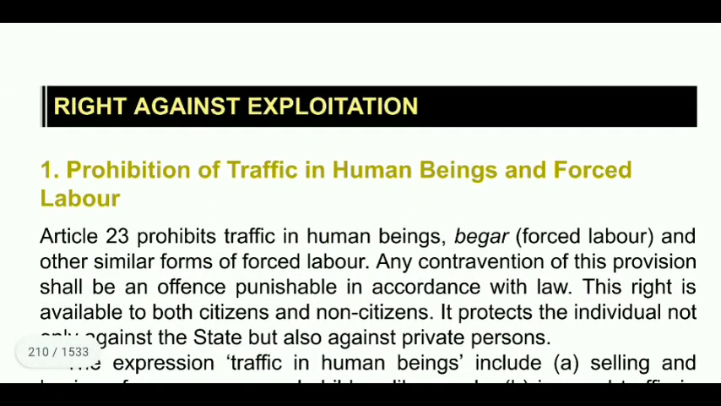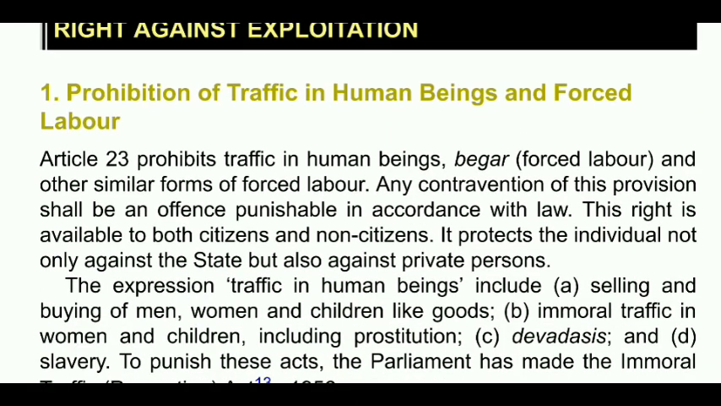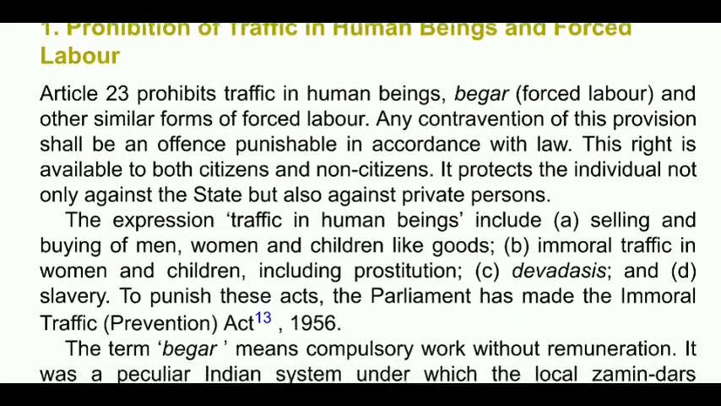Now, right against exploitation. Number 1. Prohibition of traffic in human beings and forced labor. Article 23 prohibits traffic in human beings, begar, forced labor, and other similar forms of forced labor. Any contravention of these provisions shall be an offence punishable in accordance with law. This right is available to both citizens and non-citizens. It protects the individual not only against the state but also against private persons.